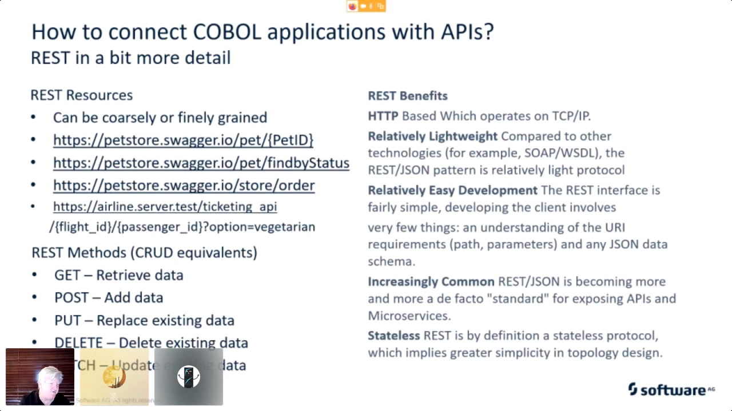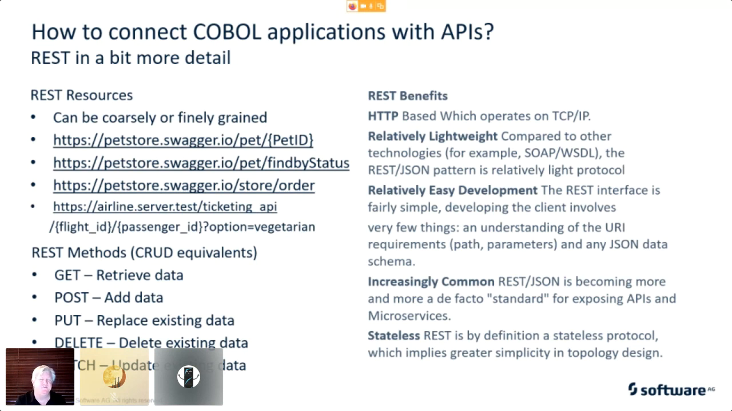Now originally put was to replace or update existing data, but in reality, put is supposed to replace everything within a particular record, within a particular resource. Delete, obviously, deletes an existing one. And now patch was added to say, I want to do a partial update of existing data. So those are the 5 methods that we'll look at a little bit today.